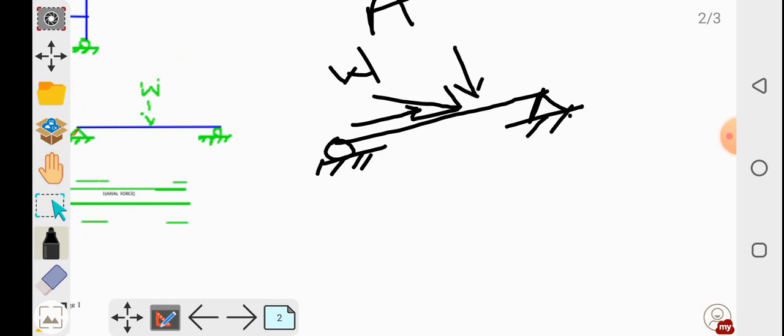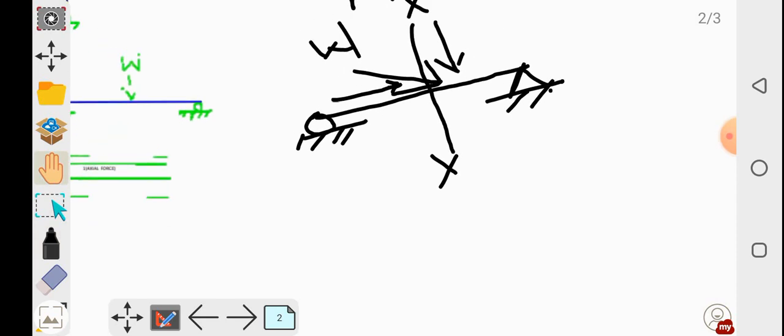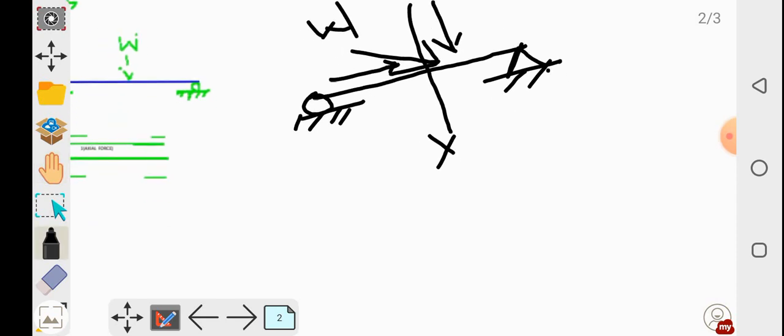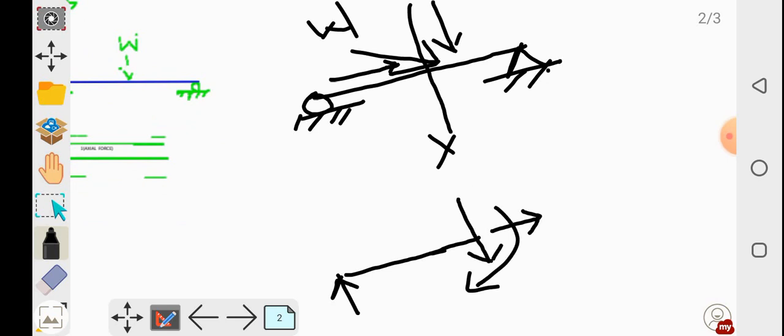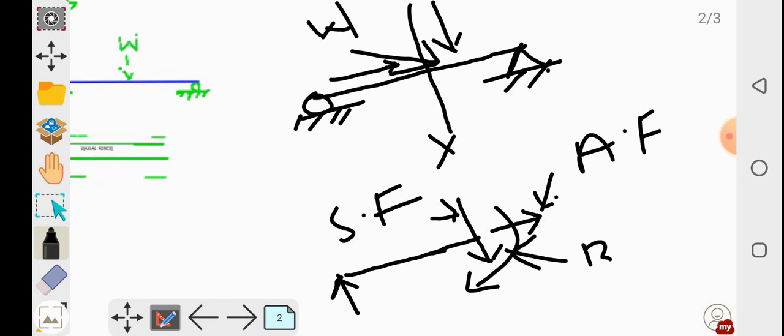Due to this load W, if I cut a section x here and draw a free body diagram of this beam at this section, our free body diagram will look like this. I am drawing the left part, one reaction here, and some axial force, some shear force, and some bending moment. These are the actions due to this load W. This is the shear force, this is the axial force, this is the bending moment.